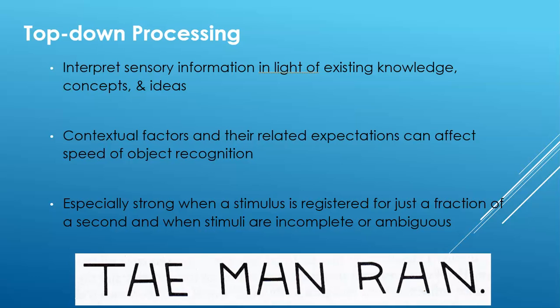Now, the opposite of this is top-down processing. And this is pretty much like seeing the forest and then breaking it down into its individual components to see the trees. For top-down processing, we interpret sensory information in light of existing knowledge, concepts, and ideas. So contextual factors and their related expectations can affect the speed of object recognition.